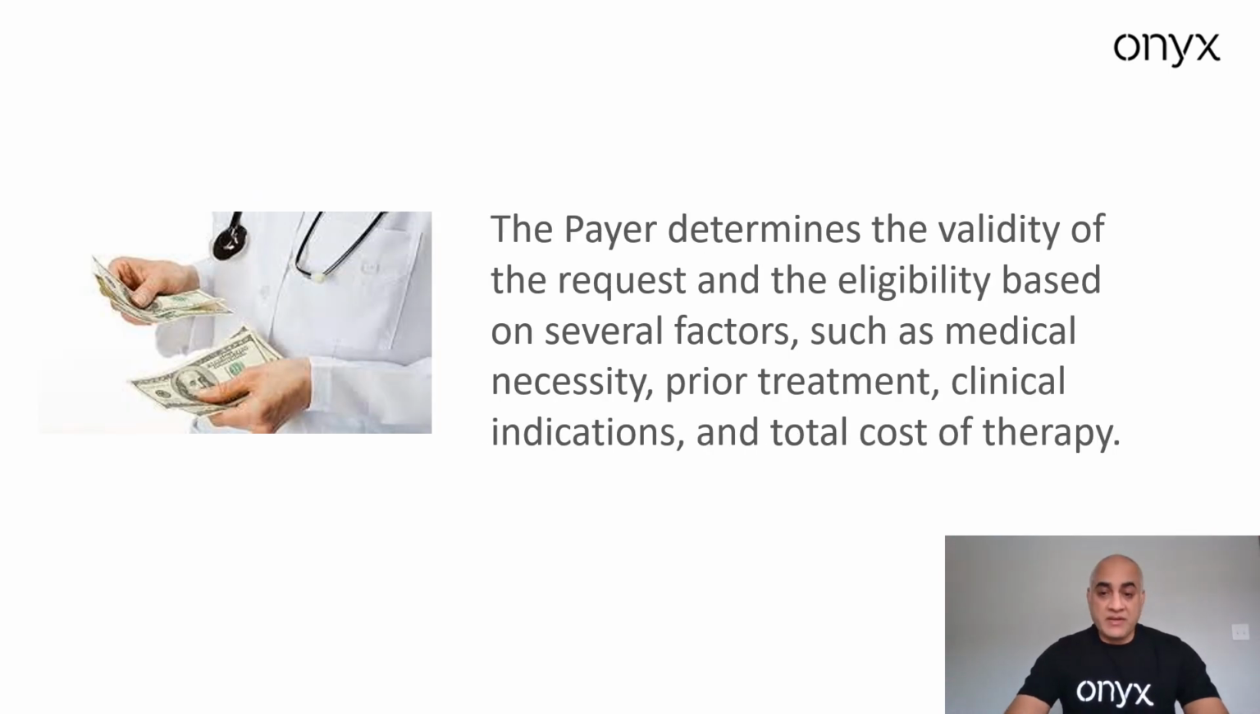So the provider initiates a request to the payer, and the payer determines the validity of the request and makes sure that the patient involved has active coverage and active eligibility, and either denies or approves the request for the prior authorization back to the provider.